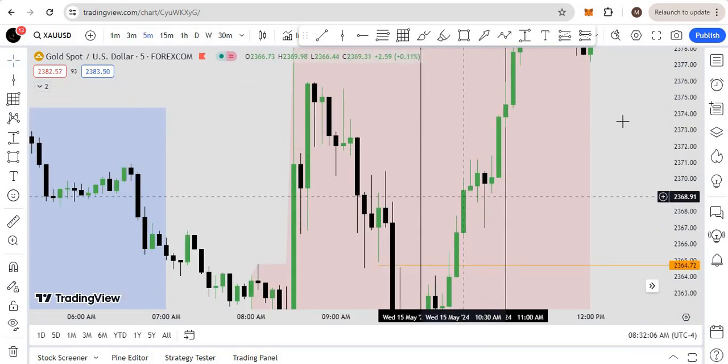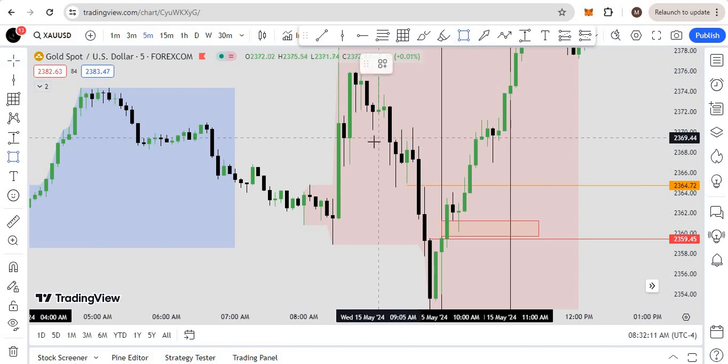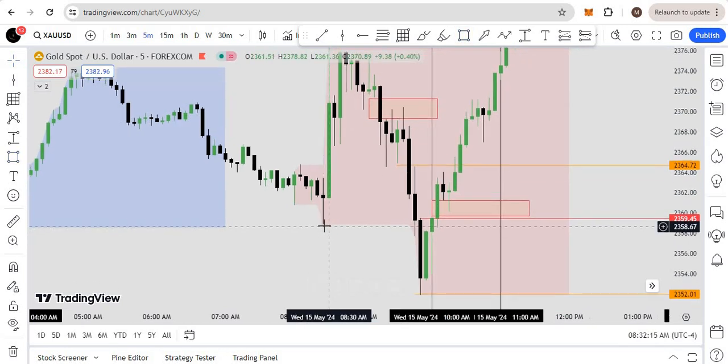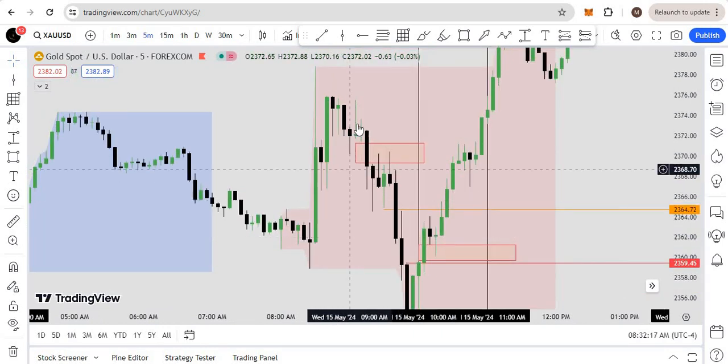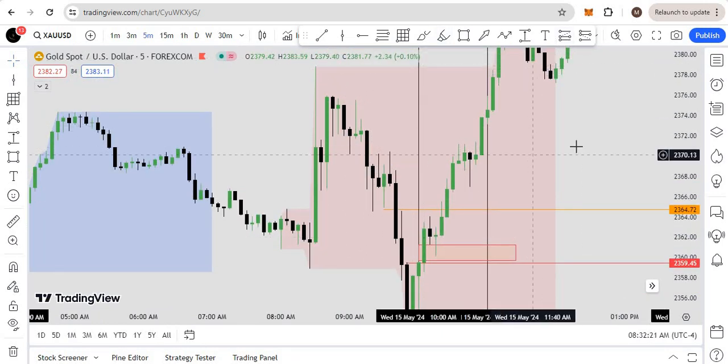This was the CPI news, and it was a great move because I took this trade with my ICT 22 model here till this liquidity. You probably saw my ICT 22 model. If you haven't, make sure you watch that one.